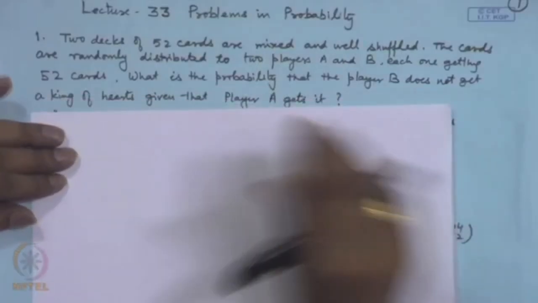Then we saw the rules, for example, the addition rule and the theorem of total probability. We gave the concept of conditional probability, Bayes theorem, and also the concept of independence of events. Today we will elaborate all these concepts with the help of several examples. So, let me start with the first problem.